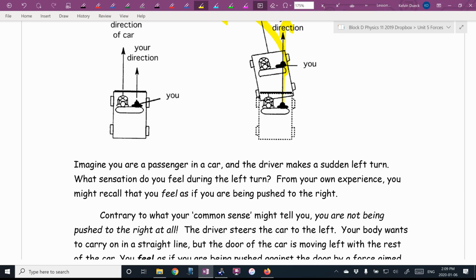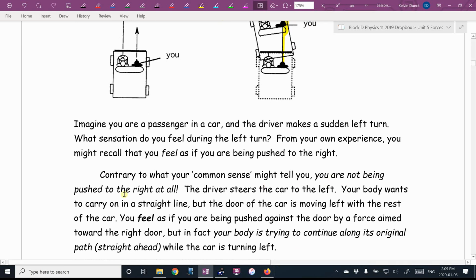You think, oh, I must be pushing on it because inanimate objects can't push on me. Oh, yes, they can. Absolutely. So contrary to what your common sense tells you, you're not being pushed to the right at all.